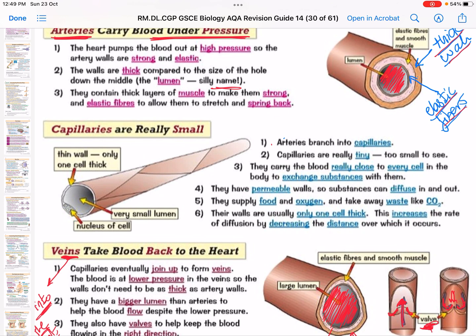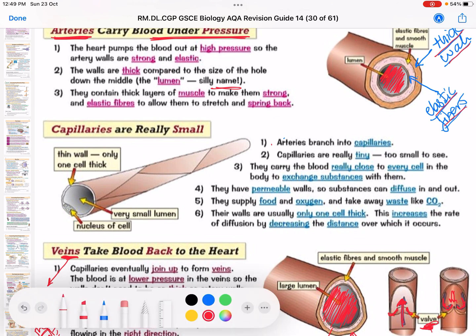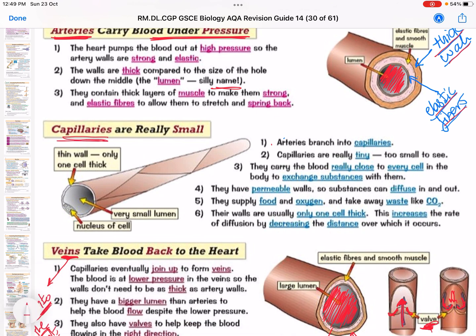Now the capillaries are the junction between arteries and veins. So how it goes: blood moves from the heart to the arteries, then to the organs or the tissues, and then when it comes next to the organ or tissues, these arteries will give capillaries. Capillaries are really small, okay. What's the reason they're small? Their wall is very thin, it's only one cell thick.